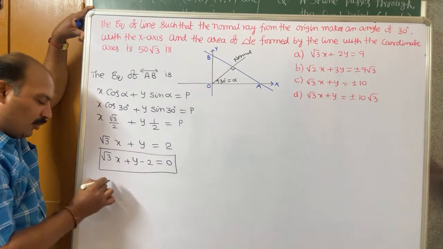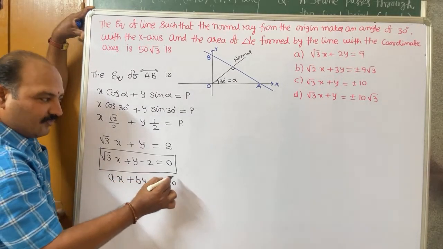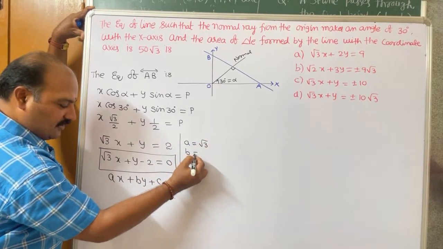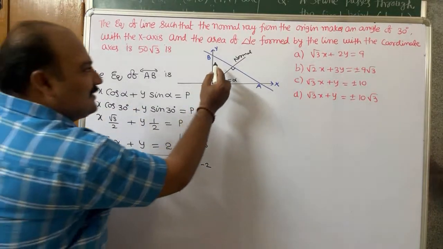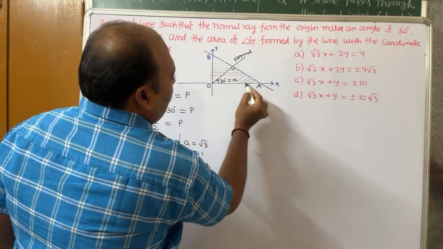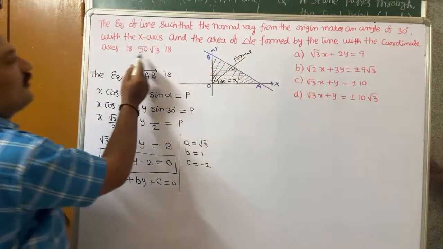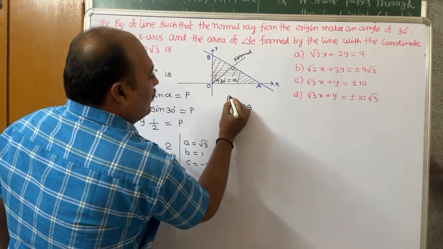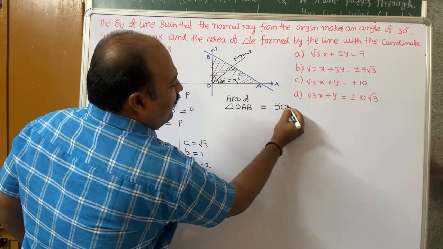This equation you have to compare with ax plus by plus c equal to 0. Then here the values of a, b, c: a equal to root 3, b is equal to 1, c is equal to minus 2P. So this area is given. This area of triangle is given as 50 root 3. Area of triangle OAB is equal to 50 root 3.